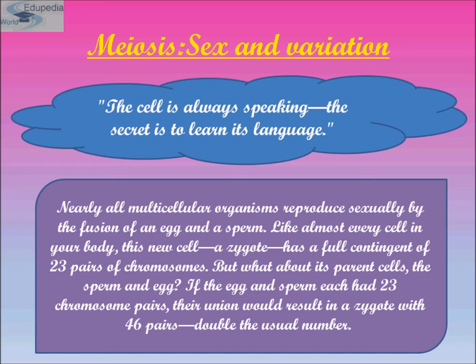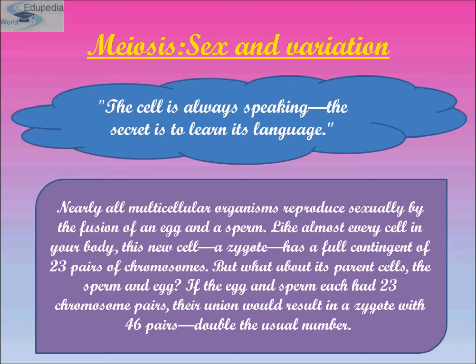Meiotic events can be grouped under the following phases: meiosis 1 and meiosis 2. Under meiosis 1, there are 4 phases: Prophase 1, Metaphase 1, Anaphase 1 and Telophase 1. And under meiosis 2, there are 4 phases: Prophase 2, Metaphase 2, Anaphase 2 and Telophase 2.